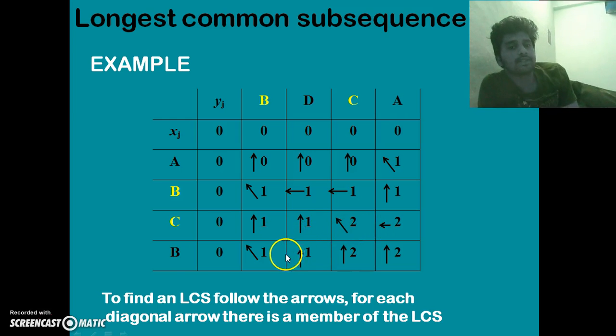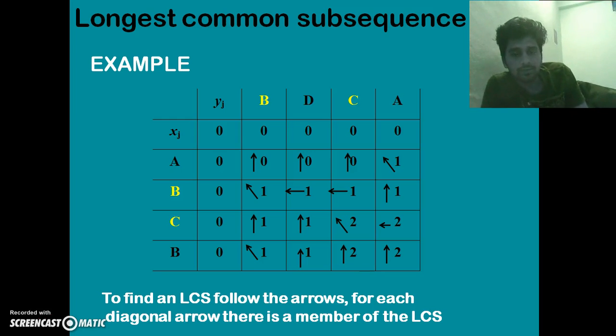After completing this structure with appropriate values and arrows, it's our complete longest common subsequence diagram. To find an LCS, we have to follow the arrows. For each diagonal arrow, there is a member of the LCS. So this is the longest common subsequence algorithm for finding the longest common subsequence between two sequences.